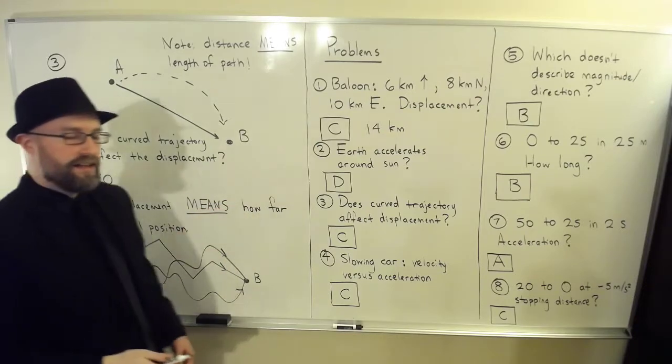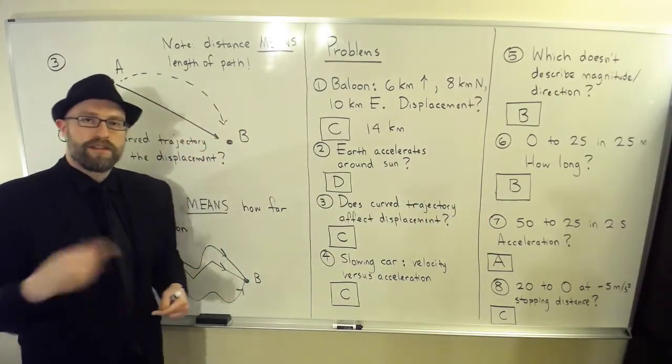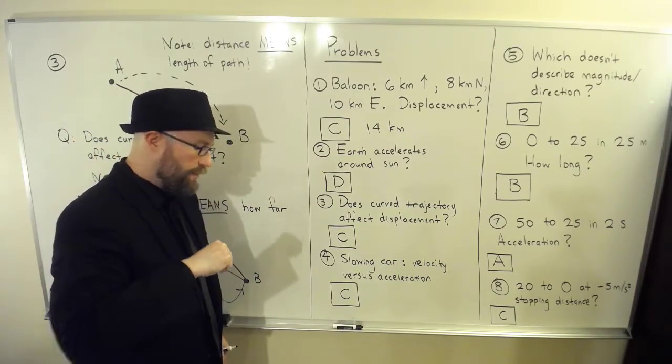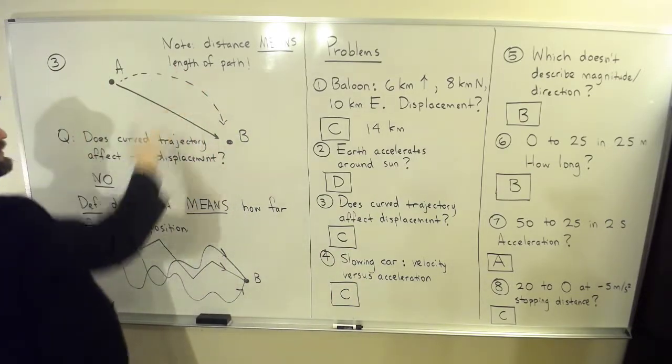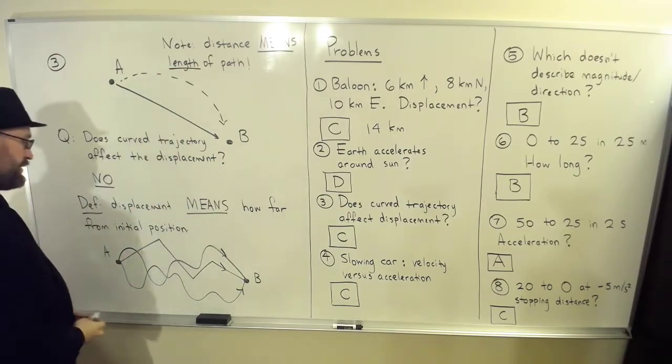I think you get the idea. It's how far away you are, that's displacement, versus distance means, in this context, how many steps did you take along the path to get there? How long is the path? What's the length of path? That's the distinction here.